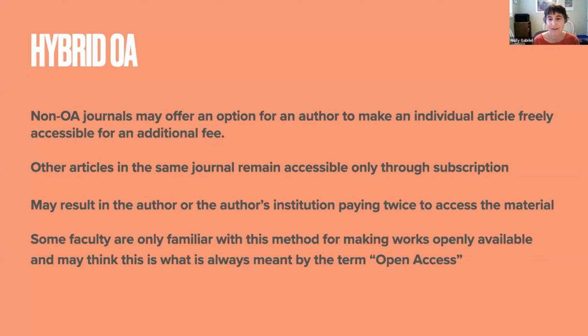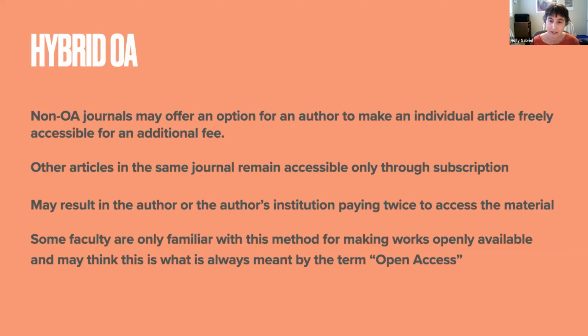And finally, we have hybrid OA. And this is where non-open access journals may offer an option for an author to make an individual article freely accessible, but they have to pay an additional fee. And unfortunately, other articles in the same journal remain accessible only through a subscription. This may result in the author or the author's institution paying twice to access that material.